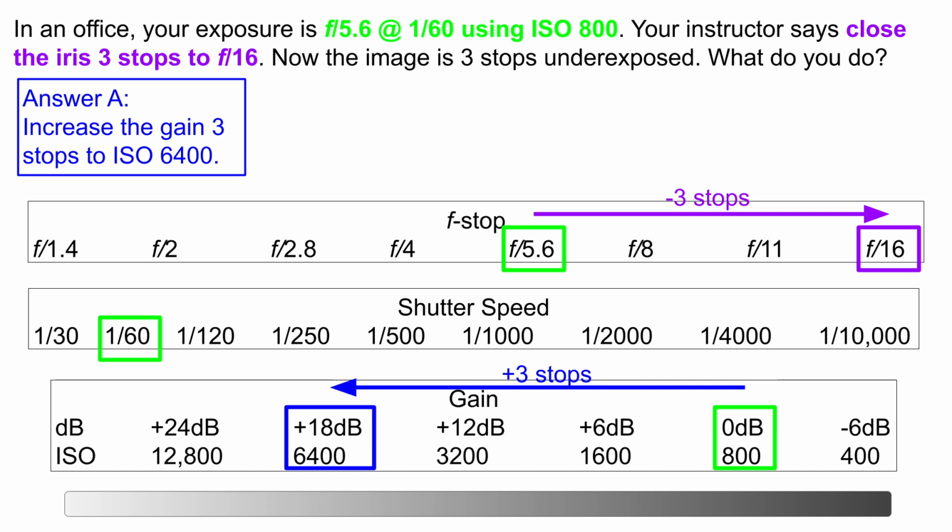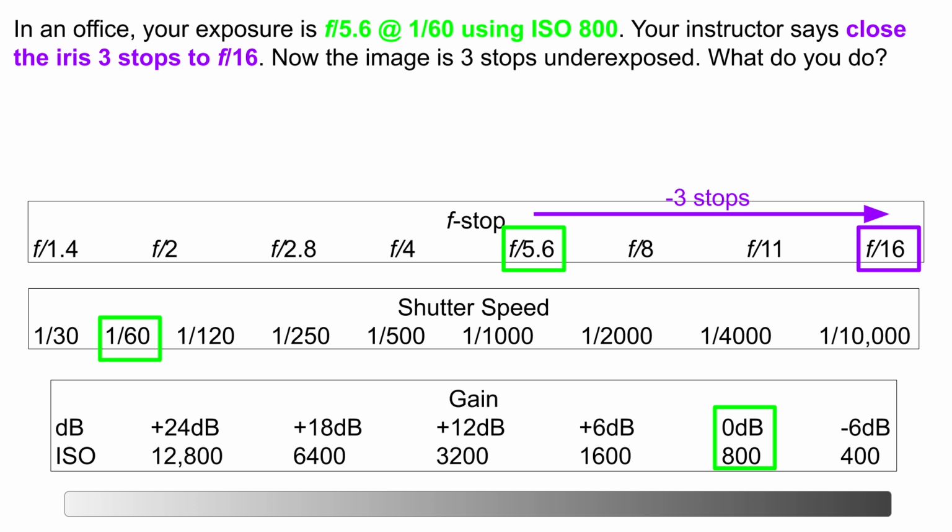One easy way to do this is simply to increase the gain by 3 stops. So we go from 800 to 1600 to 3200 to 6400. So simply increasing the gain to 6400 ISO would work. But it's not the only possible answer.